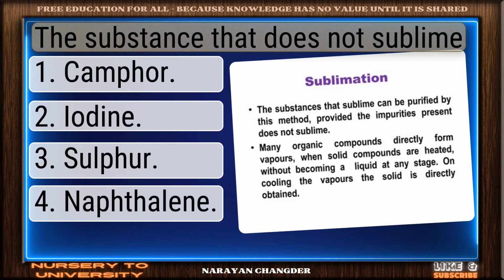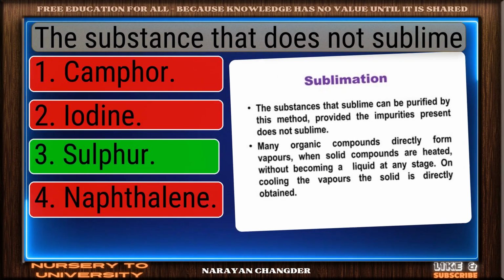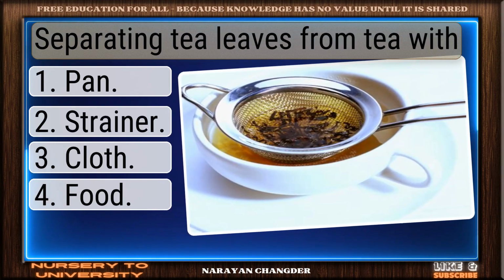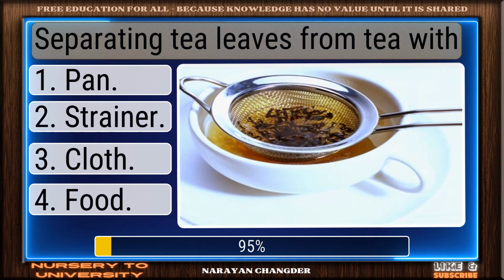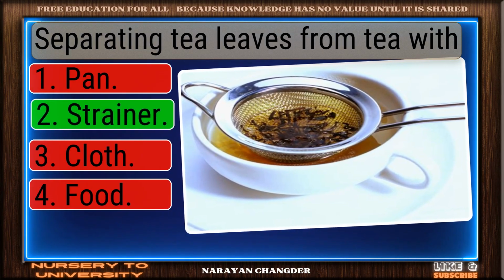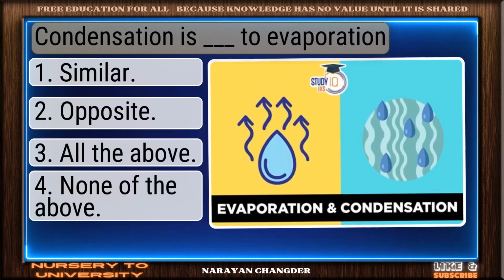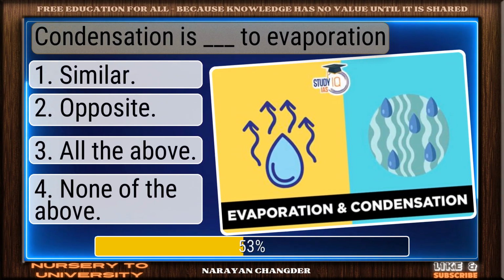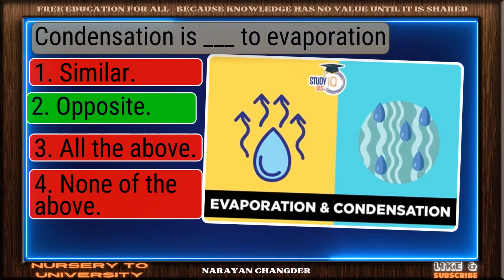The substance that does not sublime. Well done. Sulfur is the right choice. Separating tea leaves from tea with. Exactly. Strainer makes sense and it is the right choice. Condensation is dash to evaporation. Well-reasoned, opposite is the correct choice.